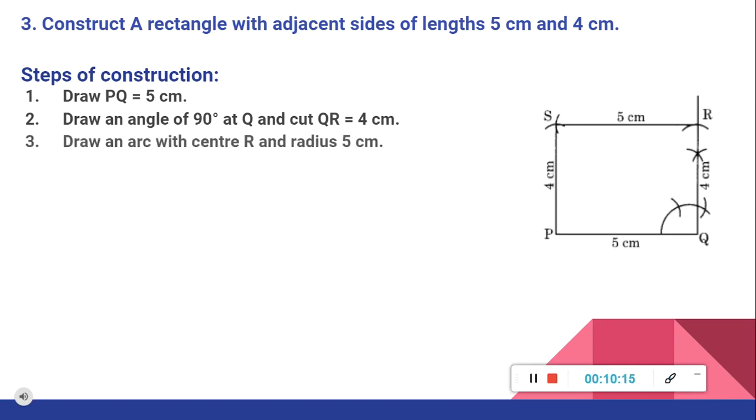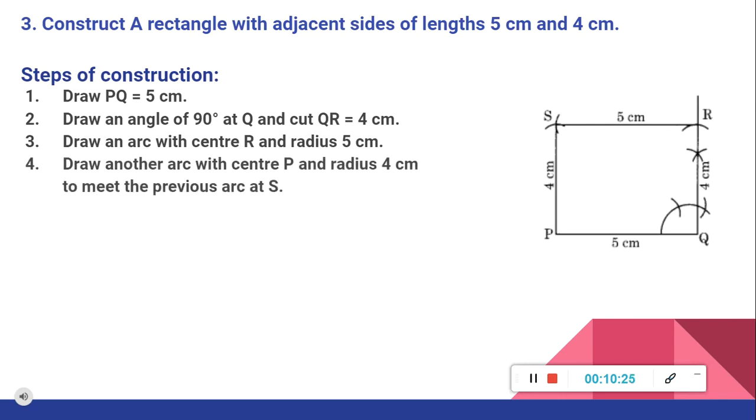Now draw an arc with center R and radius 5 centimeter. In the same way, draw another arc with center P and radius 4 centimeter to meet the previous arc at S. Means that intersection point is S. Now you can join RS and PS. So you got the required rectangle PQRS here. Okay.